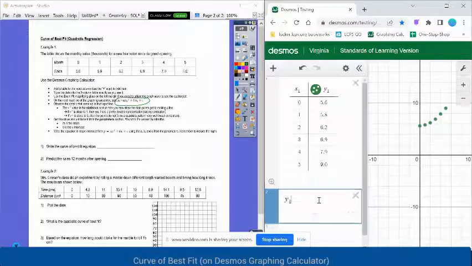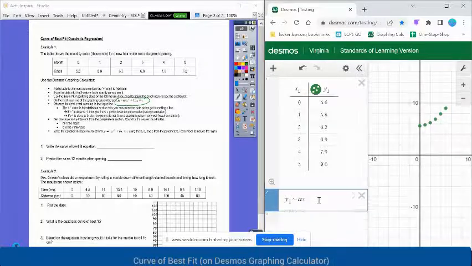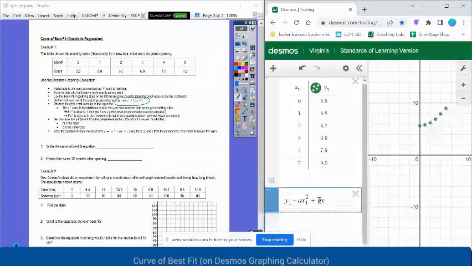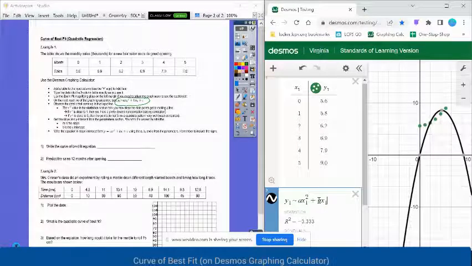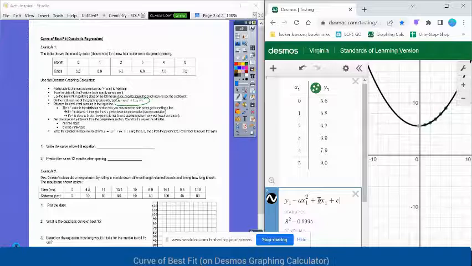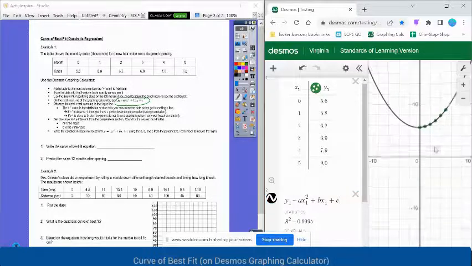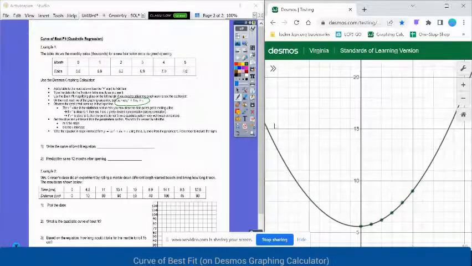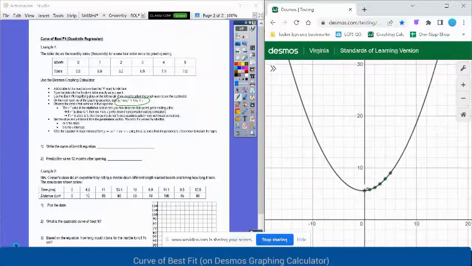So y1 squiggle a x1 squared plus b x1 plus c, and it puts a line on our graph, or I should be more specific, it puts a curve on our graph. I'm going to hide this for just a moment so you can really see how that curve is happening. It falls through these points. Looks like a pretty good representation.